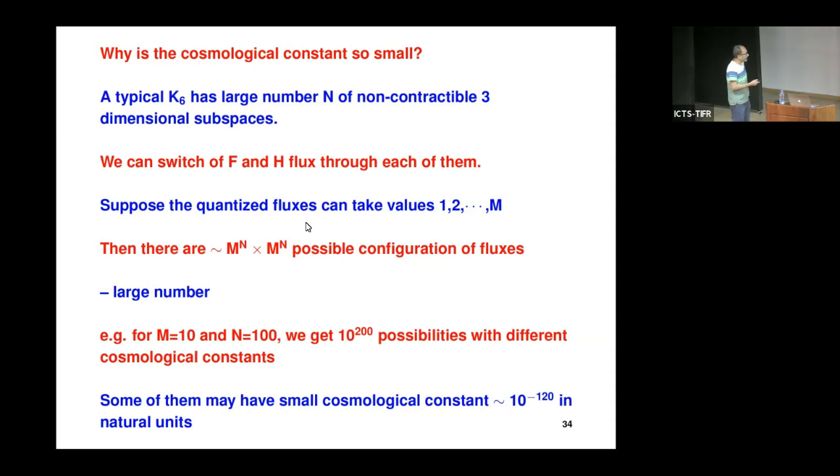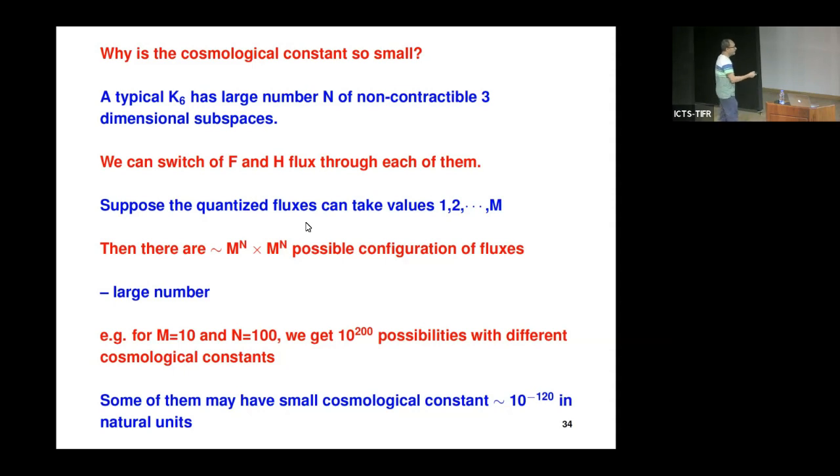In that case, we can see that there are m to the n times m to the n possible configurations of fluxes. Now, not all of these may lead to an actual stable minimum. But many of them will, say a finite fraction of them do. Why m to the n times m to the n? Because we can have m possible fluxes through each of these n 3-dimensional subspaces, we can switch on any of the m F flux and any of the m H flux.